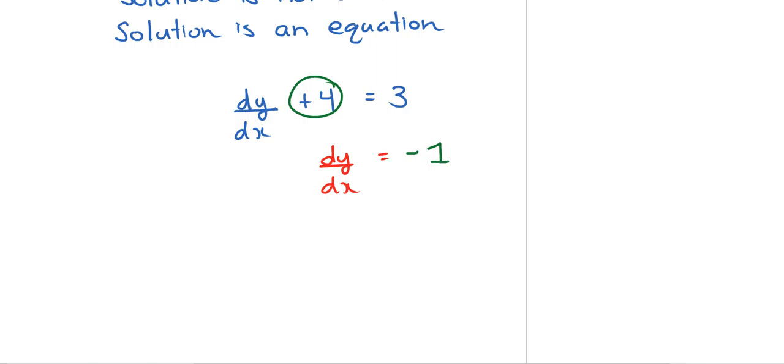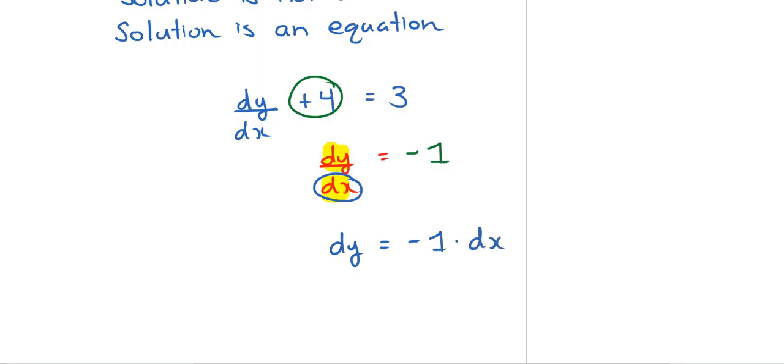The problem is if I go ahead and take the antiderivative right now, I have a dy and a dx, right? So there's a problem there. There's two different variables there, so I can't take the antiderivative right away. What I need to do is separate the variables. In order to separate the variables, I'm going to move this dx to the other side. So this will be dy equals -1 times dx.